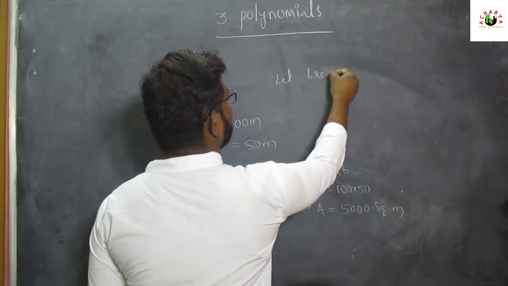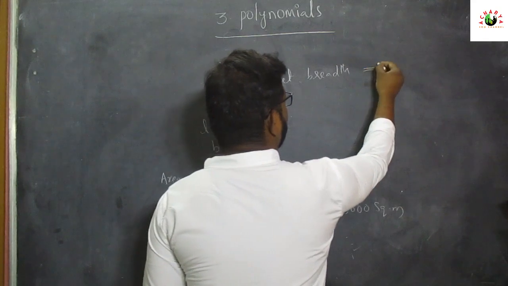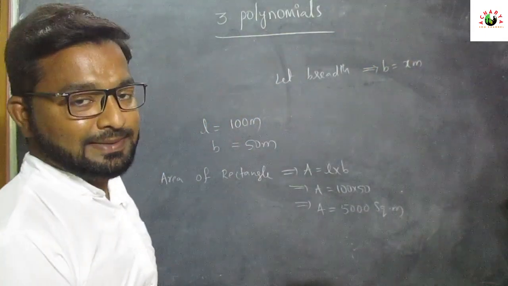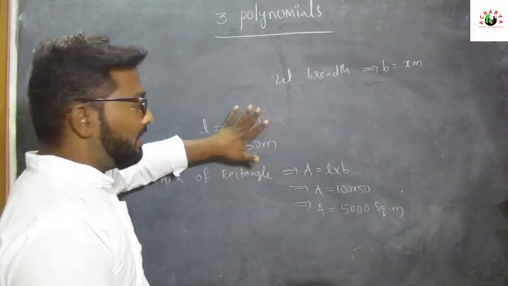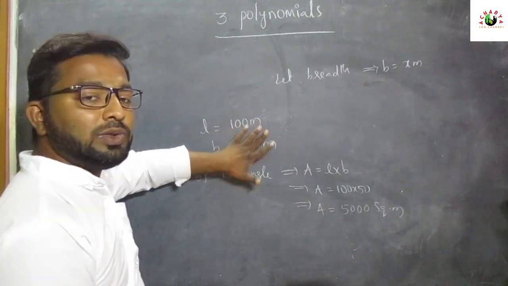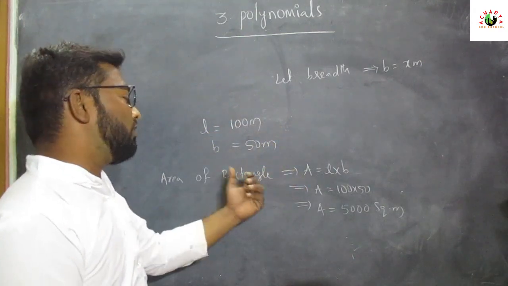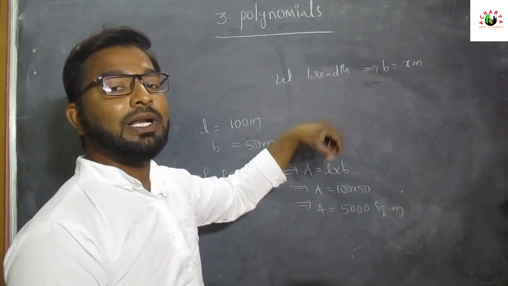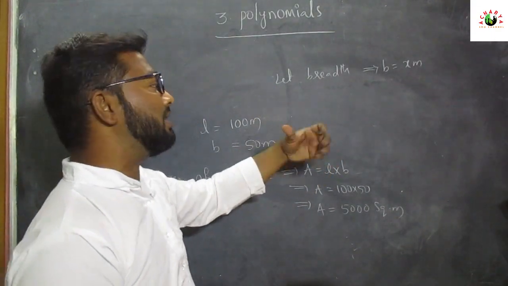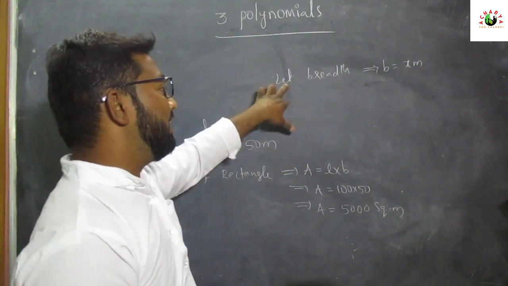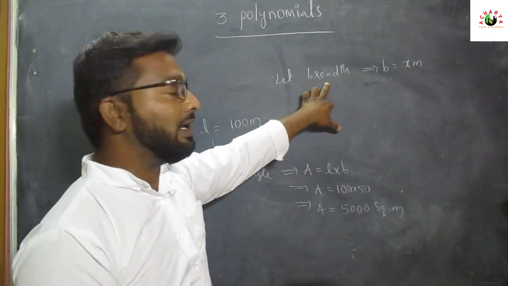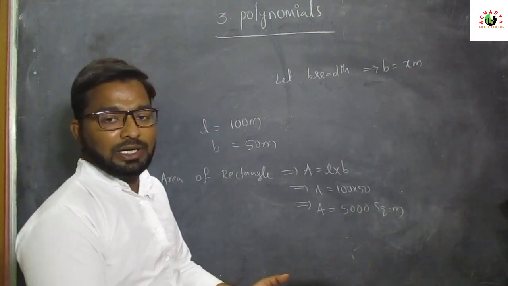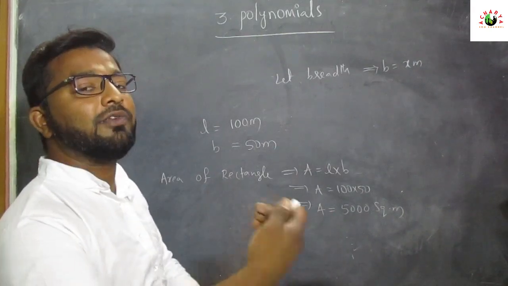Let breadth B be equal to x meters. Earlier the given values were 100 meters and 50 meters, and according to the given values we found the area of the rectangle. But here values are not given, only a condition, so we have to follow the given condition. Let the breadth of the rectangle, the breadth of the park, equal x meters. According to the given condition, the length is twice its breadth.